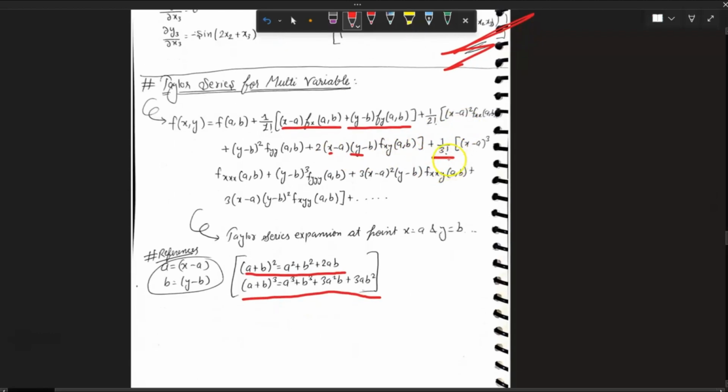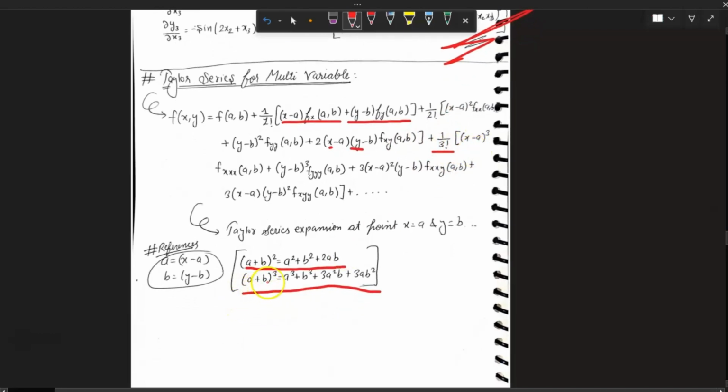Likewise for 3 factorial, 1 by 3 factorial, remember this (a plus b) whole cube, that equals a cube, that is (x minus a) cube f_xxx, because x is cubed, so triple x will come here, (a,b), plus (y minus b) whole cube, because b is cubed, f_yyy, because y cubed, so f_yyy(a,b), plus 3a square b, so 3a is (x minus a) square and b is (y minus b), f_xxy, because x is squared, so xxy(a,b), plus 3ab square, so 3(x minus a)(y minus b) square, and x comes only once and y comes 2 times, that is y square, so y two times, (a,b), plus likewise only you have to proceed.